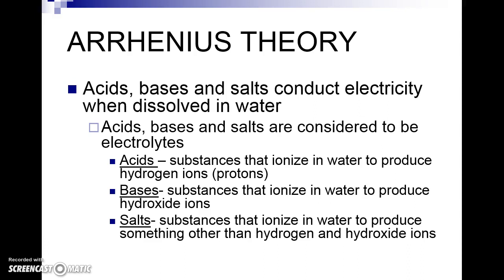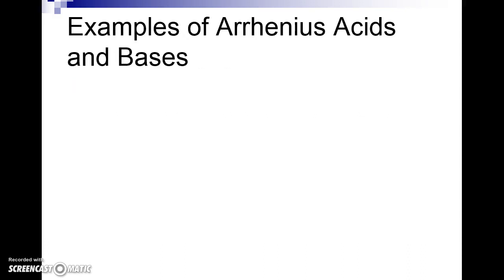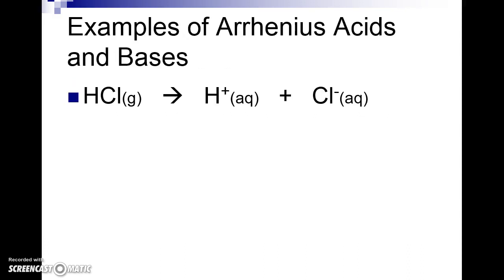Whenever you have your hydrogen ion or your hydroxide ion, it has some other counterpart that brought it there. It's not just a hydrogen ion. So if you're looking at something like hydrochloric acid, there's going to be the chlorine there. If you're looking at something like sodium hydroxide, there's going to be the sodium ions and the hydroxide ions. Some examples of Arrhenius acids and bases.